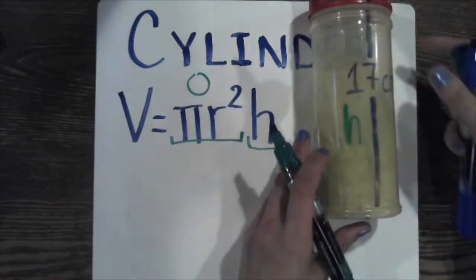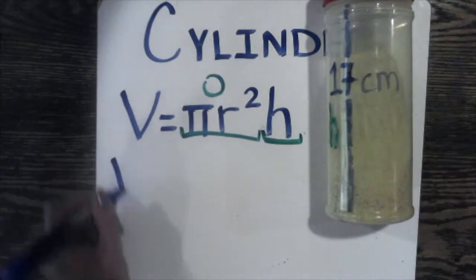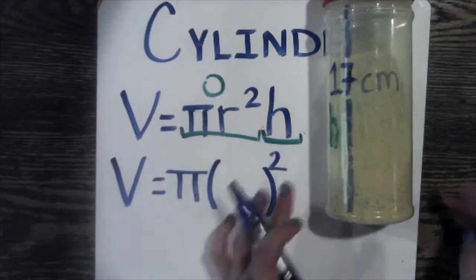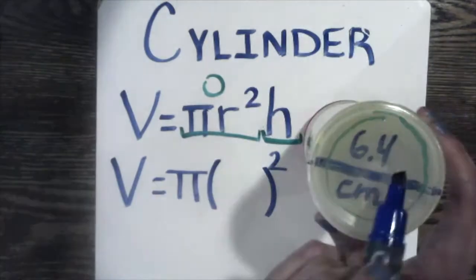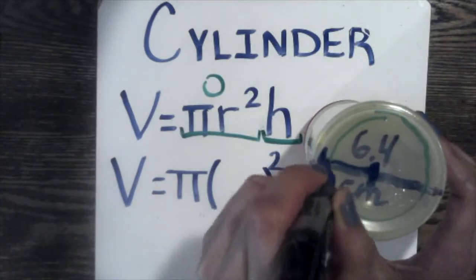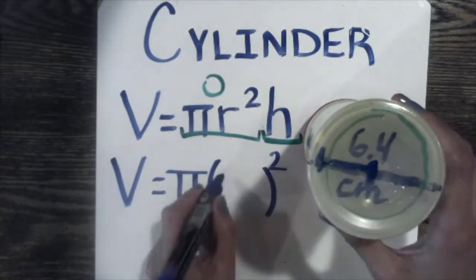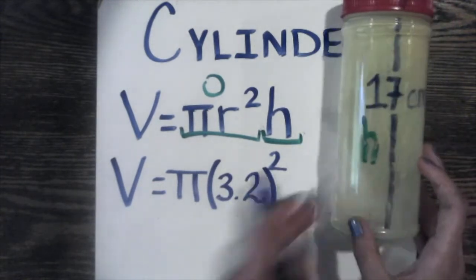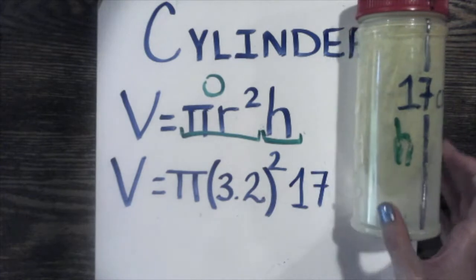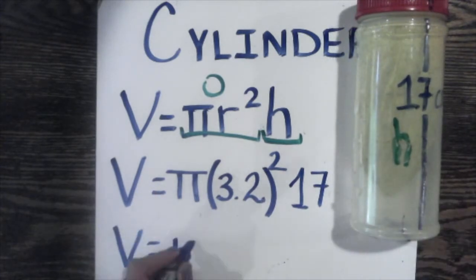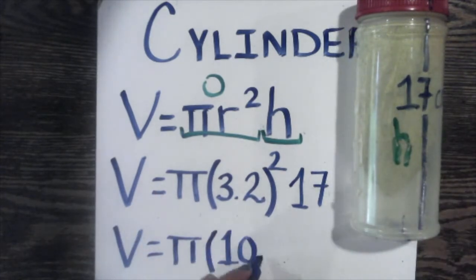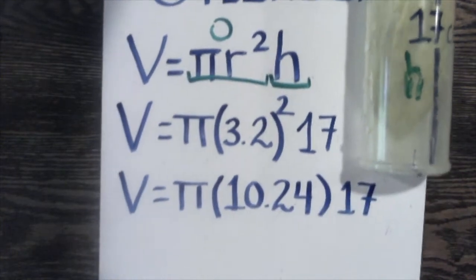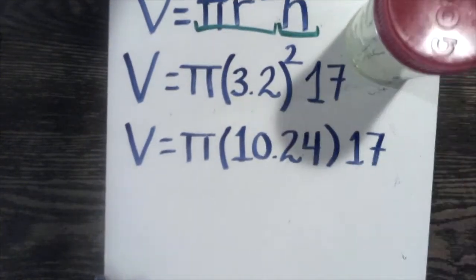We have V equals pi times r squared, and we have to be careful here because r squared is not the same as the diameter squared. I have found my diameter to be 6.4, and the radius must be half. Therefore, it must be 3.2. So let's write 3.2 squared. Well, the height is just 17. Let's find the exponent. 3.2 squared is 10.24, and we still have to multiply it by 17.